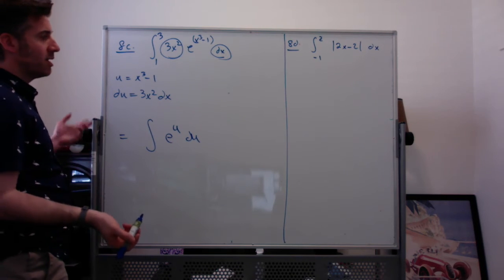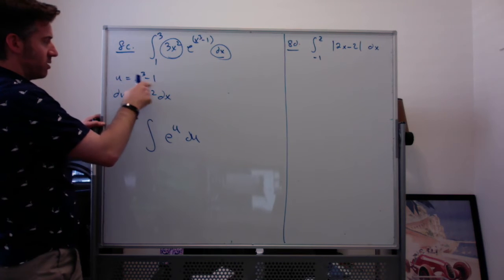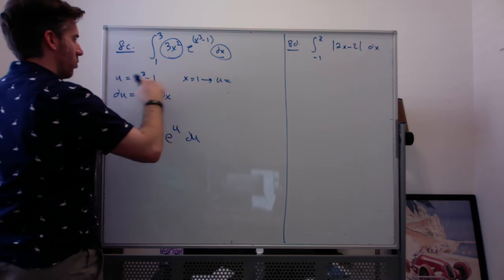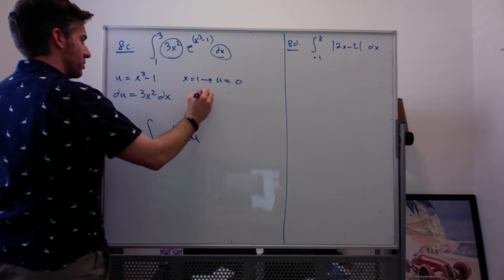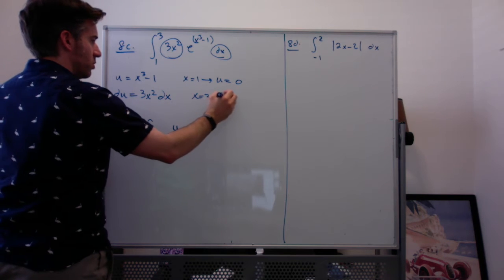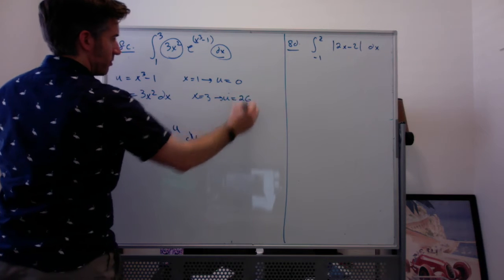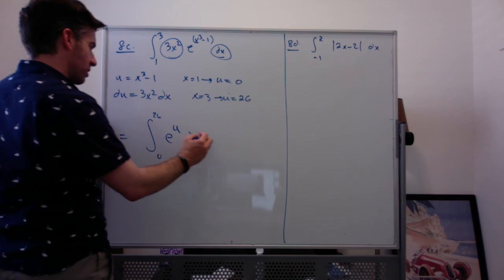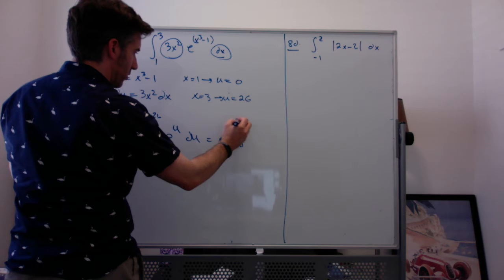And personally, I like to change the limits of integration. So if u equals x cubed minus 1, x equaling 1 means u equals 1 cubed, which is 1 minus 1, which is 0. And if x equals 3, u is going to equal 3 cubed minus 1, which is 26. So I'm going to get, from 0 to 26. So then the integral of e to the u is e to the u, from 0 to 26.